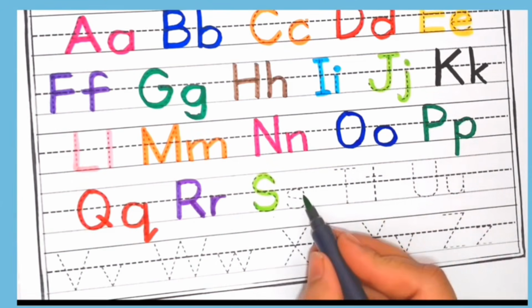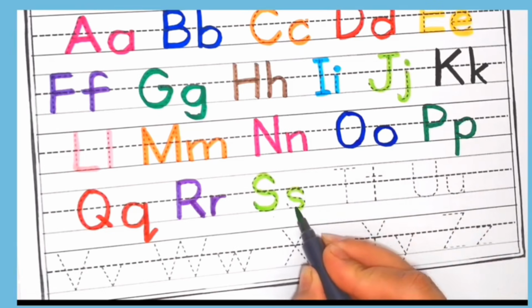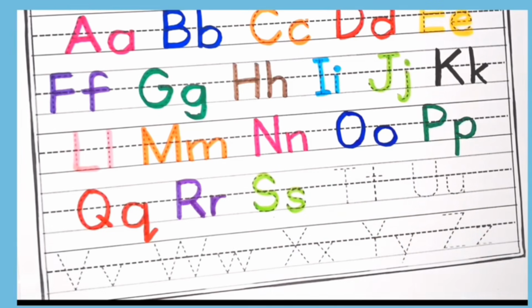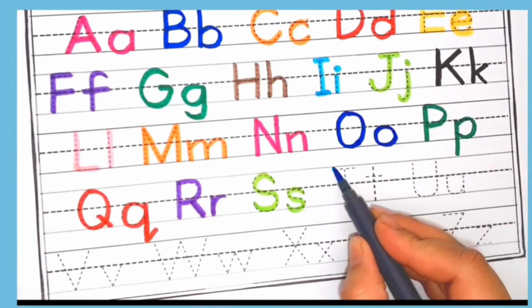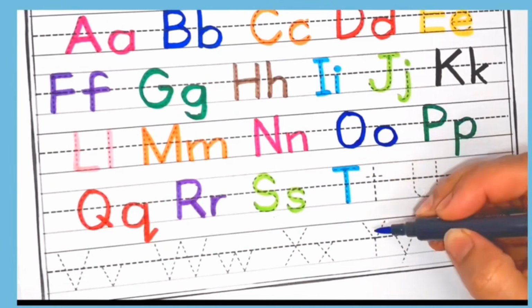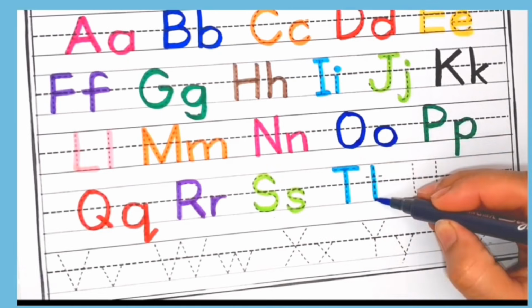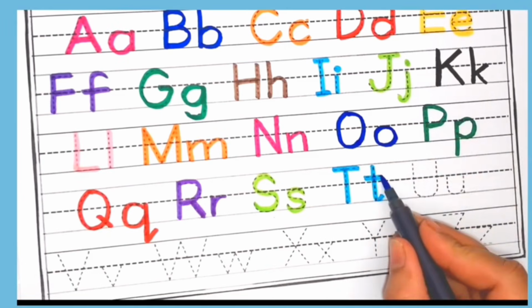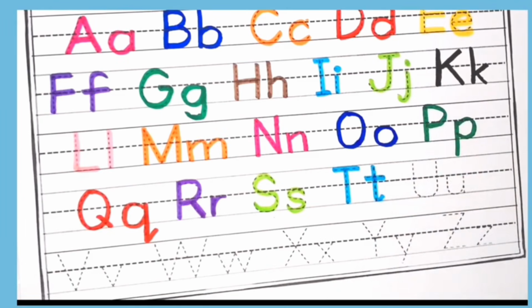Capital S, small s, S for sun. Capital T, small t, T for tree.